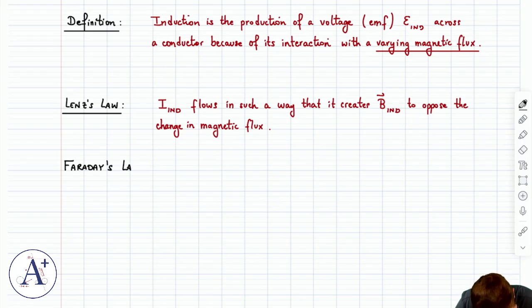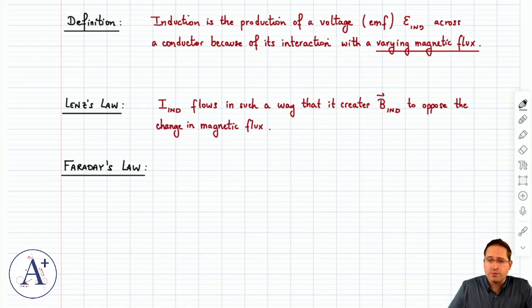Okay. Now then we have Faraday's law. Now Faraday's law we're going to use to find the induced EMF, so epsilon induced, and then from there, Ohm's law or the loop law will get us I induced in magnitude. But Faraday's law, all it does is it gives us epsilon induced.